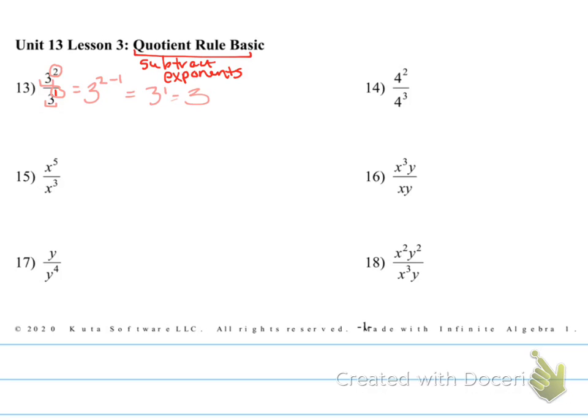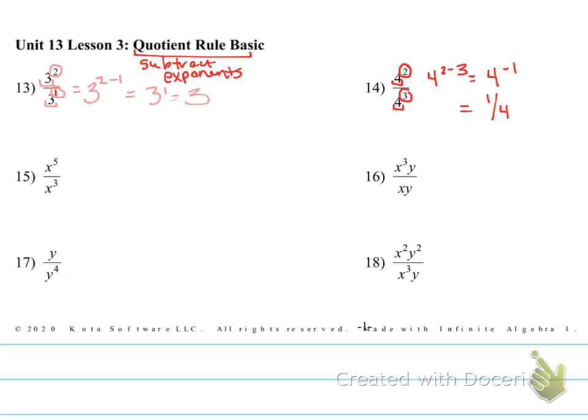If we're looking at number 14, again we see that we have the same base, which is 4. And I'm going to subtract. So I've got 2 minus 3. So I've got 4 to the 2 minus 3, which gives me 4 to the negative 1. If you plug in 4 to the negative 1, you'll see that it will switch you to 1/4, which we'll talk more about when we get to negative exponents. So don't worry about that too much right now. All right, let's take a look at number 15.